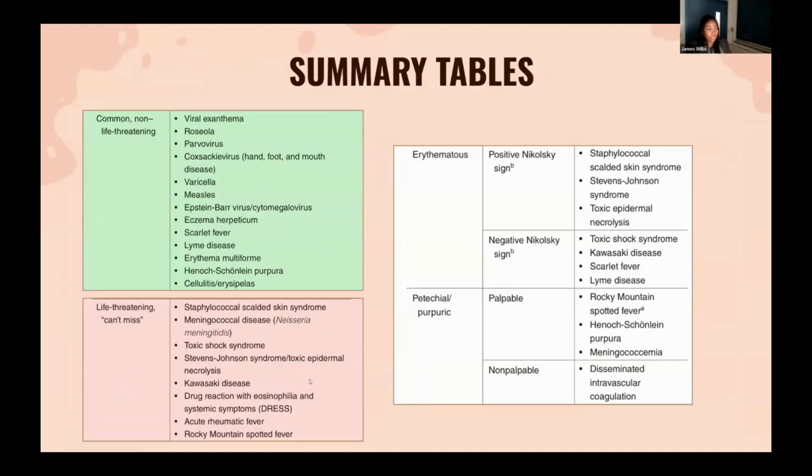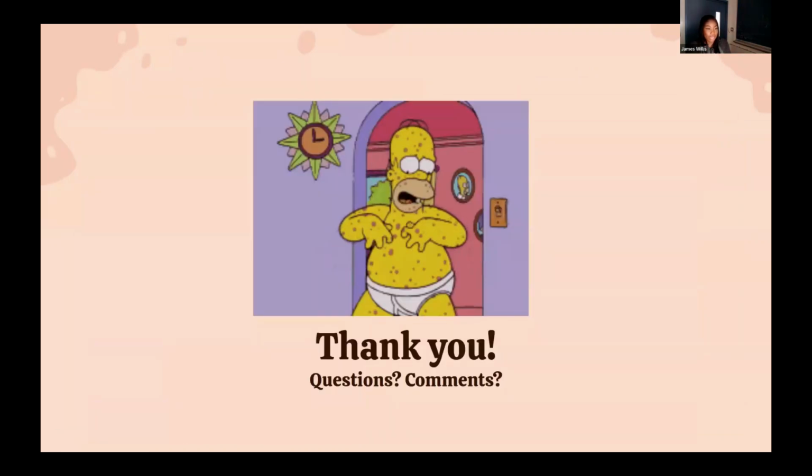And that's pretty much it. This is my summary table, divided up into the non-life-threatening, life-threatening, can't miss, and then your Nikolsky signs. And that's it.